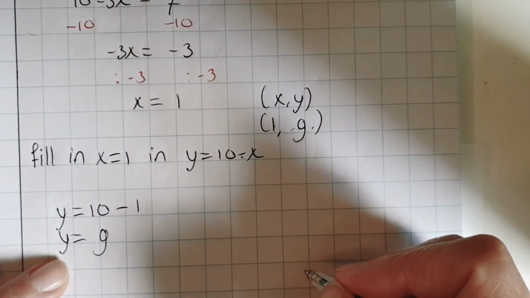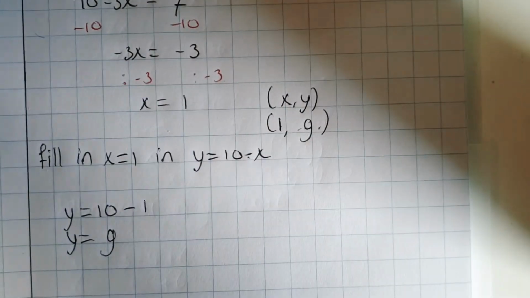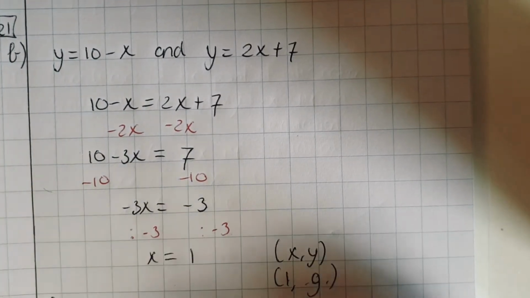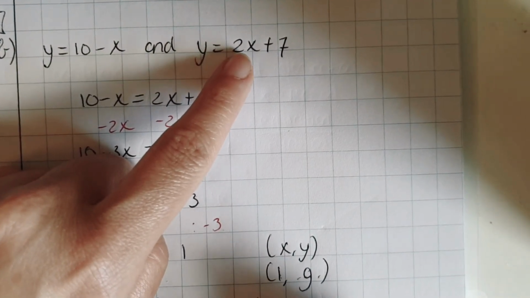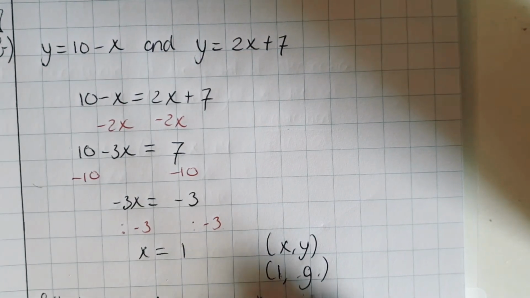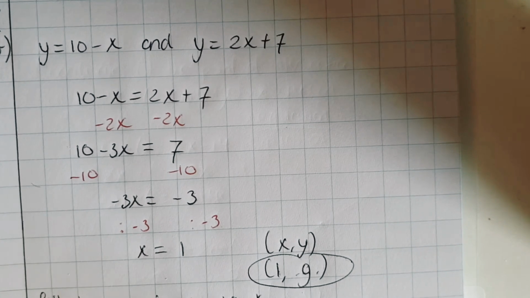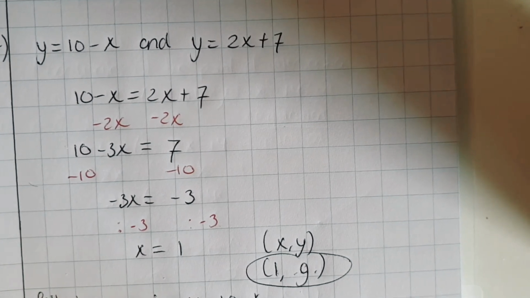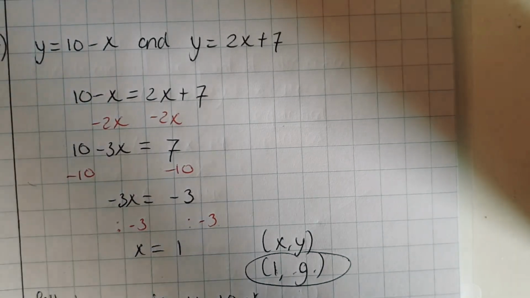Now, to be 100% sure, I'm going to also fill in the x in the other formula. Just going to do this real quick in my head. So 2 times 1 is 2, plus 7 is 9. So yeah, it's the same. So this is the point of intersection. And now I only have to write down the conclusion sentence. The point of intersection is brackets 1, comma 9, bracket.